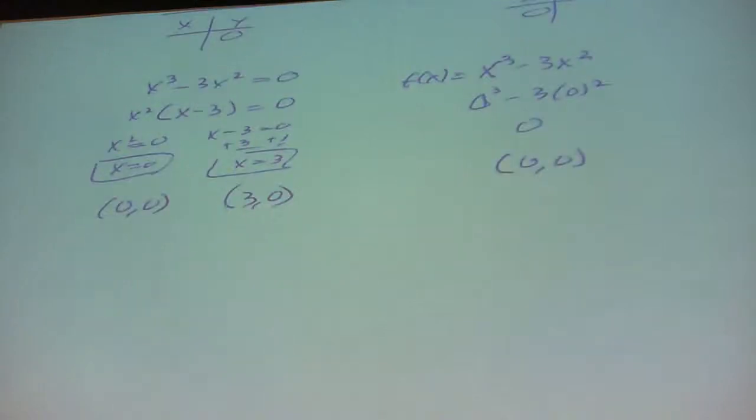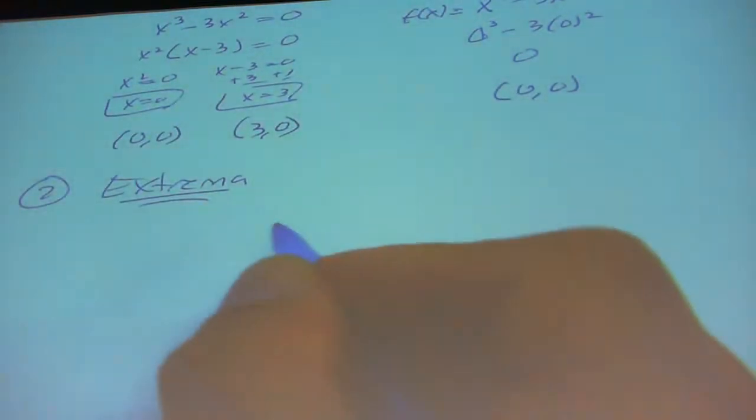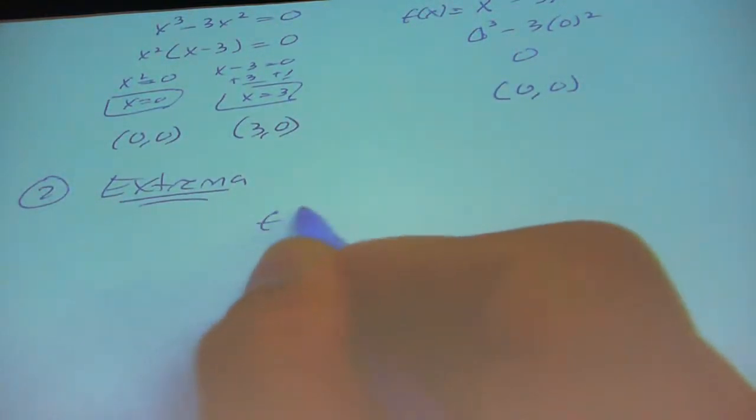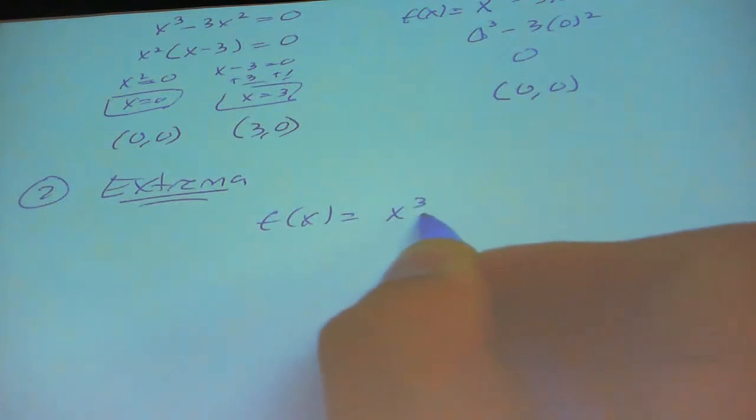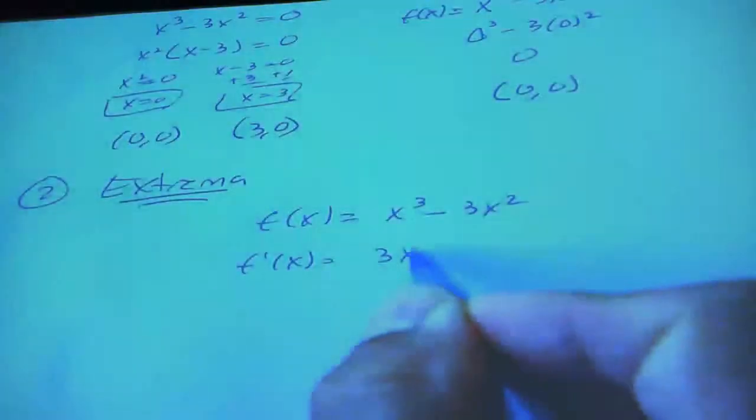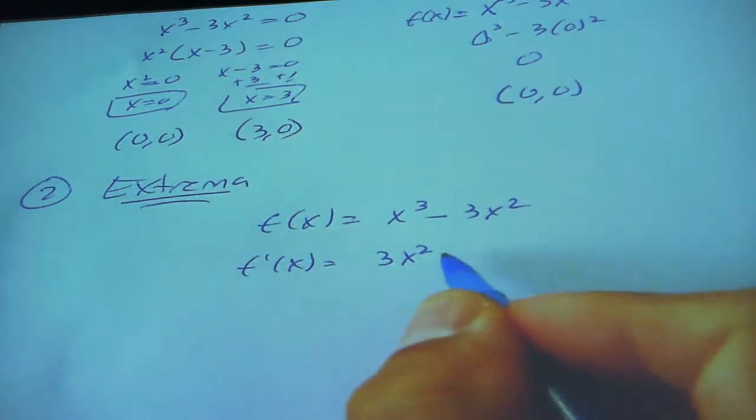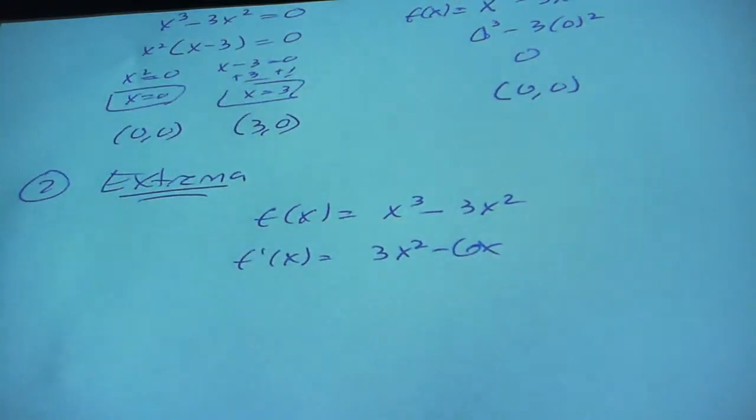Okay? Second thing we're going to find is the extrema. Now, to find the extrema, we take the first derivative. Our original function is x cubed minus 3x squared. We take the first derivative, we get 3x squared minus 6x. And then we're going to set that equal to 0.